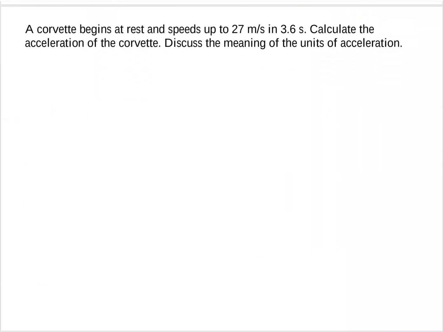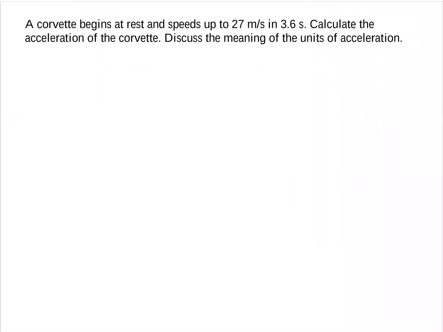A Corvette begins at rest and speeds up to 27 meters per second in 3.6 seconds. So what do we know about Corvettes? They're pretty quick cars, right? This is faster than 50 miles an hour, maybe 60 miles an hour in 3.6 seconds. 0 to 60 in 3.6 seconds, is that pretty fast? Yeah. Okay, so this is pretty quick. Calculate the acceleration of the Corvette and discuss the meaning of the units of acceleration.